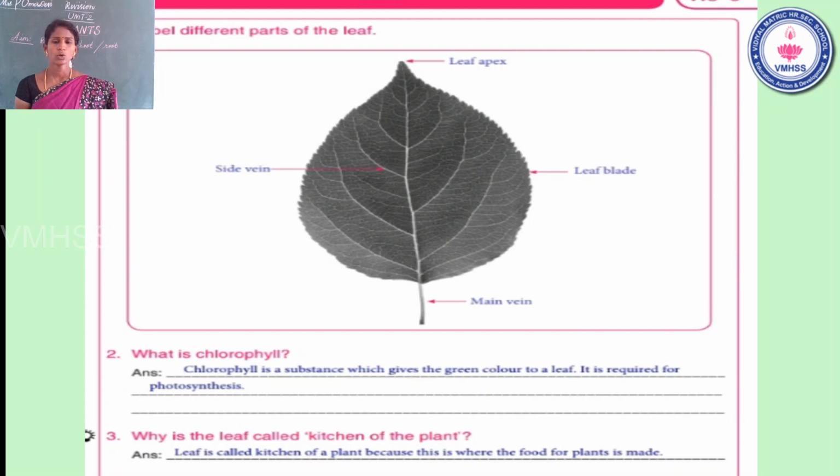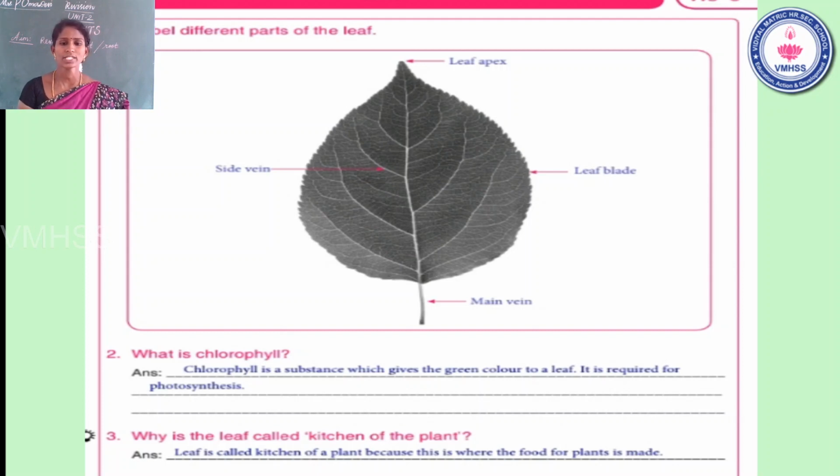So we go to the assessment part. Worksheet number 3. Turn to page number 27 in your worksheet book. First question, label different parts of the leaf. Yes, see that: main vein, leaf blade, side vein, leaf apex, leaf tip.